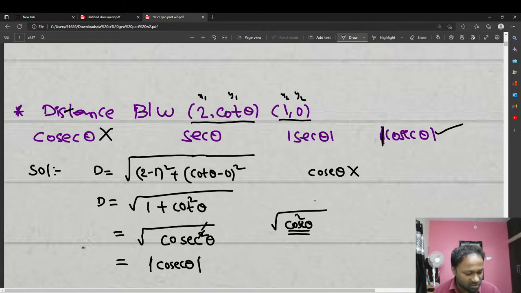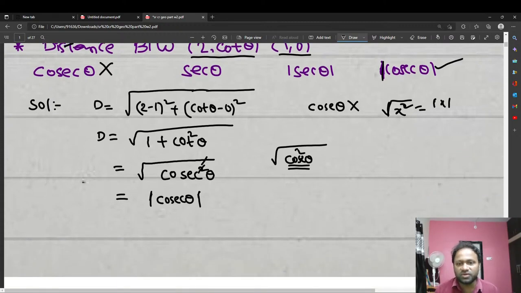Okay, I think you got my point. Here the square root of x square is nothing but mod x. In the same way, the square root of cosec square theta is nothing but mod cosec theta. So this will be the answer.